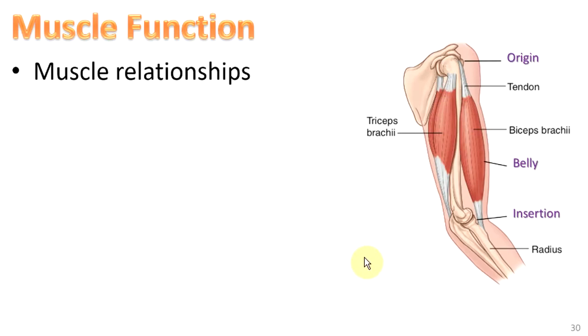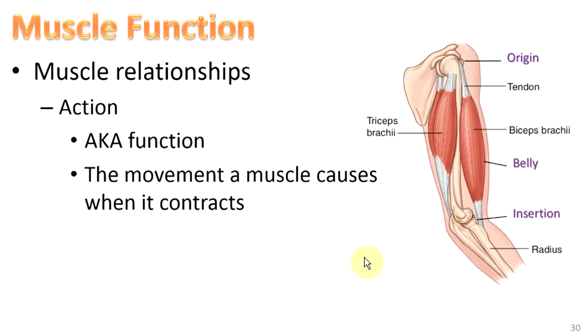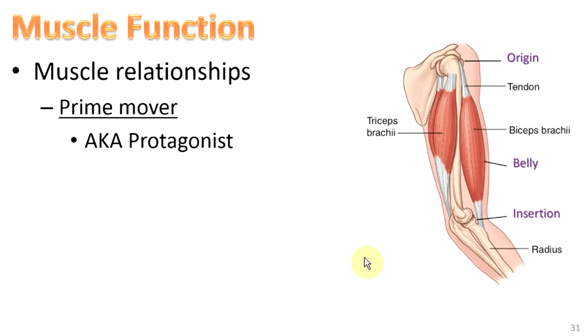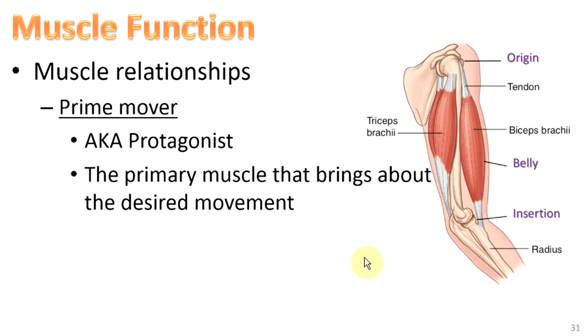Okay, so we have these relationships that we have to define to understand how these muscles interact with each other. So the action, as I said already, is the function, and that is just the movement that the muscle causes when it contracts. Okay, so we have these things called prime movers, also known as the protagonist, and this is the primary muscle that brings about the desired movement. So using elbow flexion, or bending the elbow, as our example here, that means that the biceps brachii is the prime mover or the protagonist.